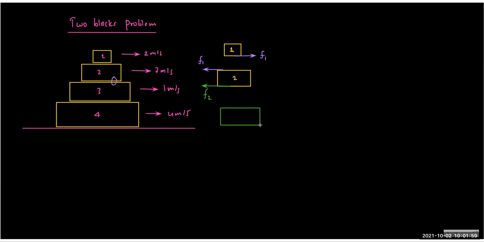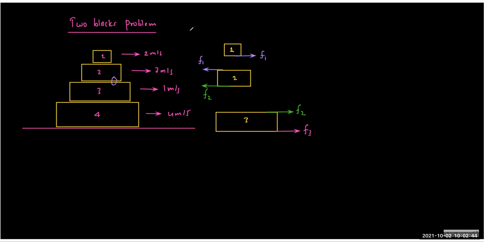Now comes the third block, number 3. Without thinking much, apply F2 as the action reaction pair. Now beneath 3, the 4 will decide how friction will act. According to 4, how is 3 moving, right or left? Left. So now the friction will act towards the right, and that we will call F3.